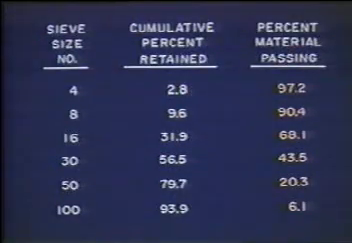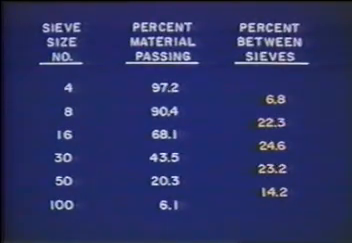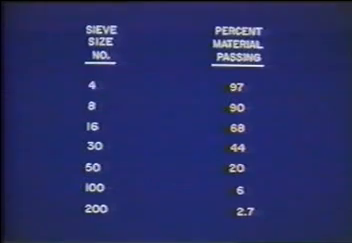Percentage of material passing each sieve is obtained by subtracting the cumulative percent retained on each sieve from 100%. Percentage of material retained between consecutive sieves is the difference in the percentages between any two consecutive sieves. Report percentages to the nearest whole number, except if the percentage passing the number 200 sieve is less than 10%, then report it to the nearest 0.1%. Report the fineness modulus when required to the nearest 100th.